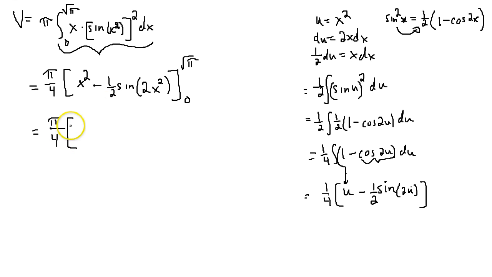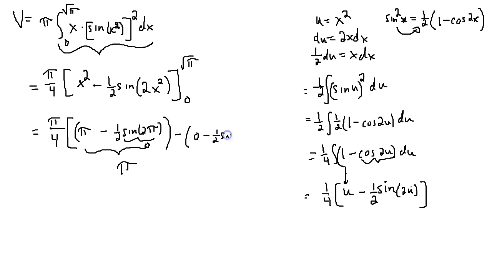Keep the pi over 4 on the outside. We plug a root pi in. We square the root pi, we just get pi. But the sine of 2 pi, after squaring the pi, you get sine of 2 pi. That's just 0 though. That's the upper limit, just pi. The lower limit is 0, and then the sine of 0 is also 0. So we just have pi over 4 times the pi for a final answer of pi squared over 4.